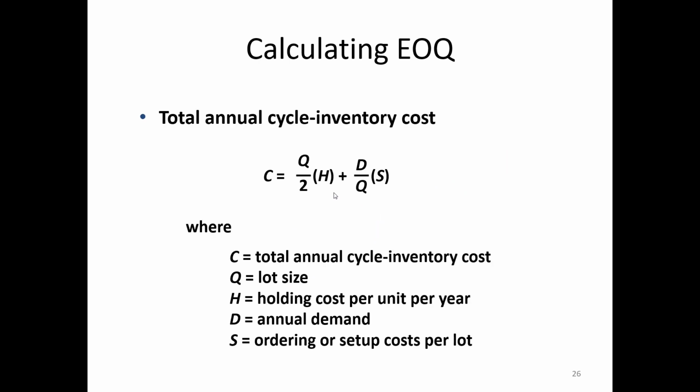So we have our annual cycle inventory cost, and the cost is equal to Q over 2, which is the average cycle inventory, times H. Now, units are extremely important here. H is a holding cost per unit per year. And then the number of orders that you place, we calculate by taking how much you sell over a year divided by how much each order size is.